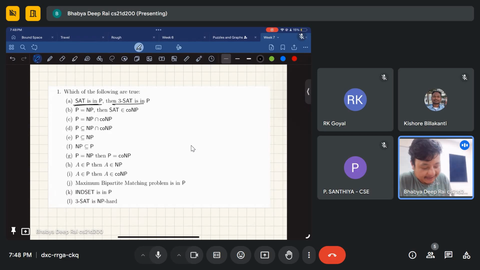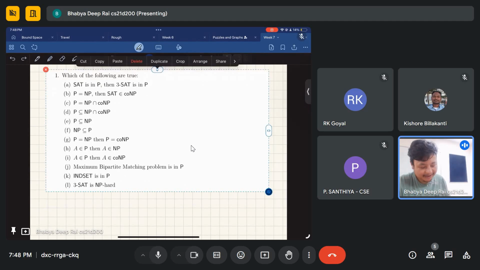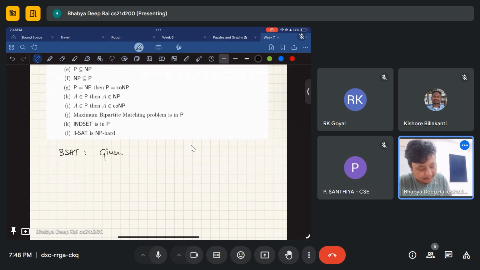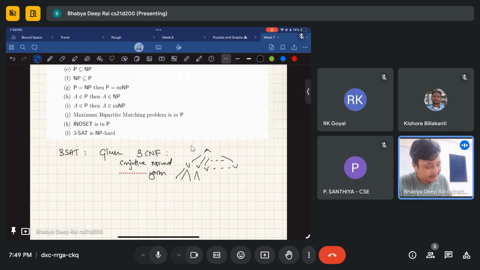Which of the following are true? If SAT is in P, then 3 SAT is in P. This was done in the lectures. What is 3 SAT? 3 SAT is given a 3 CNF. What is 3 CNF? It is conjunctive normal form. There's a conjunction at the top. Conjunction means AND. So an AND gate followed by OR gates below, and each of them has three literals.